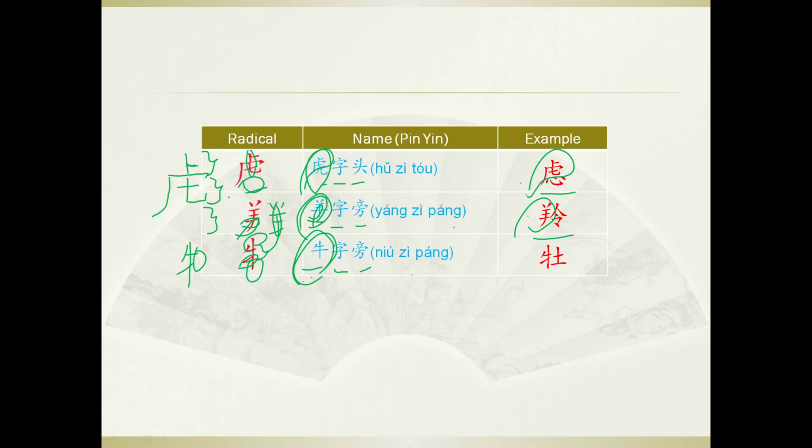As the name suggests, many words with this radical are related to cow or other larger domestic animals. For example, 母, male, large animal.